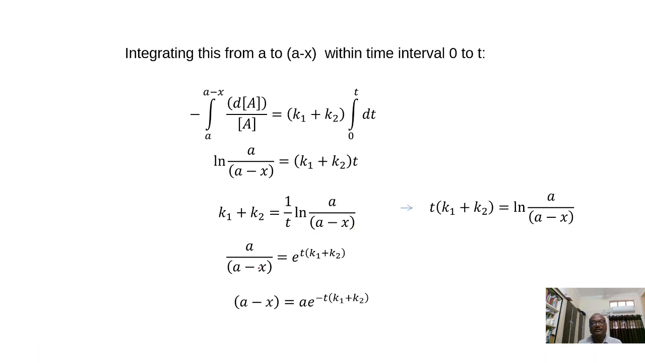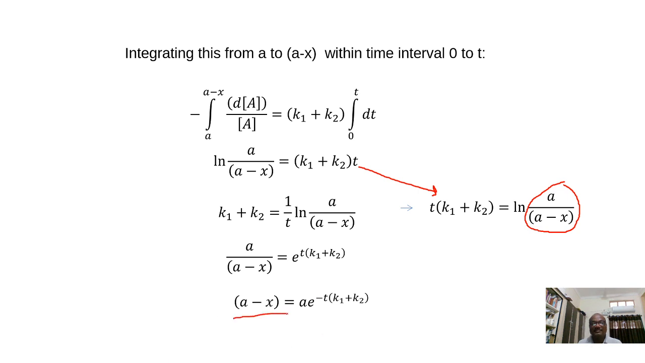From this equation we can write log a/(a minus x) is equal to t times (K1 + K2). Both of these equations are the same. Suppose we write the equation for a/(a minus x): it becomes equal to e to the power t(K1 + K2).